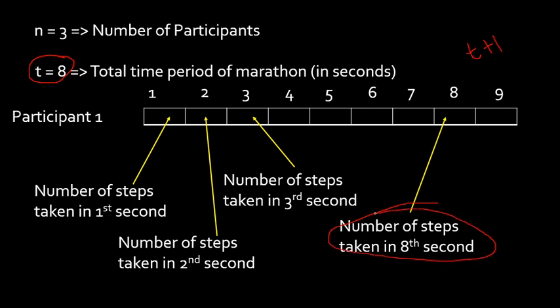Correct. Now, what is this 9th box then? The race is taking place for 8 seconds. I have told you the number of steps taken in each second. So what about this 9th box? Why do we have this 9th box?